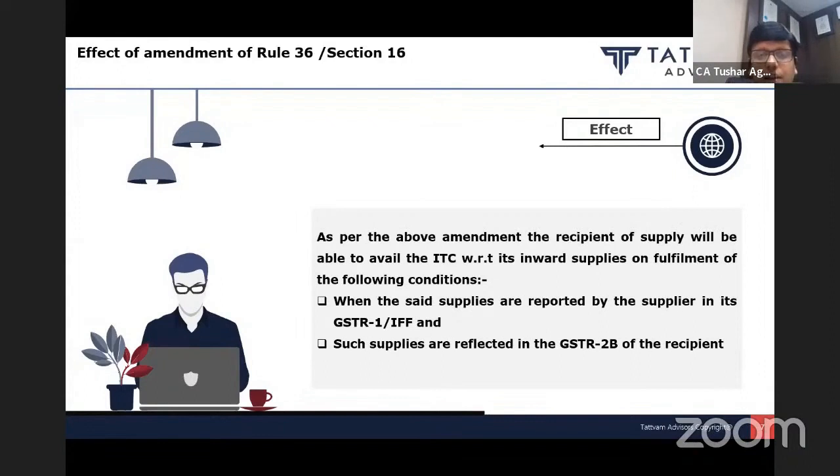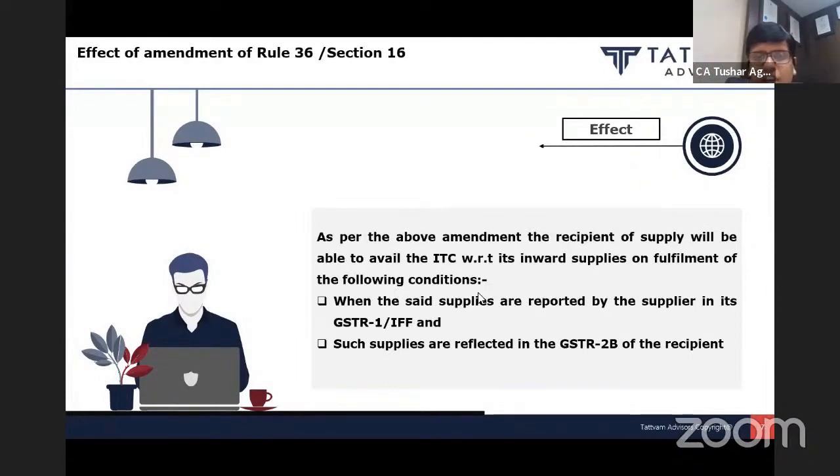So this particular amendment has a big impact on every taxpayer. Now we will discuss the practical implication of this amendment. What we have discussed till now is that they have provided a specific section 16 subclause AA, they have amended Rule 36(4), and ultimately made their intention clear: taxpayers, please do your reconciliation from 2B, do the 2B versus 3B exercise, and accordingly take credit in 3B.